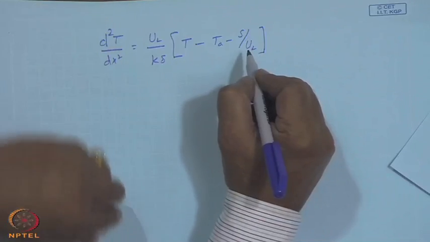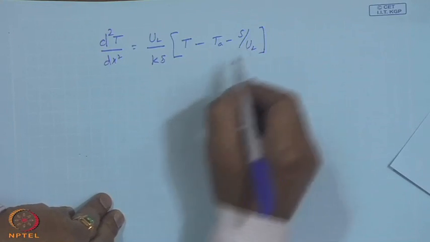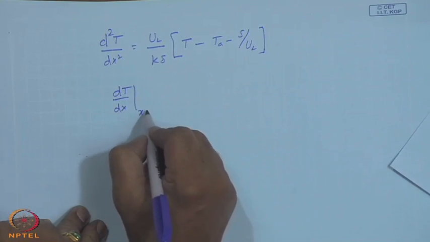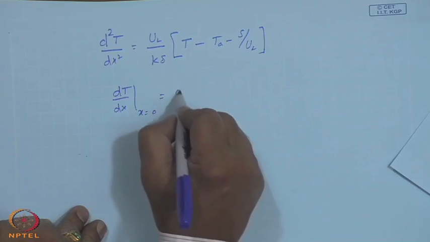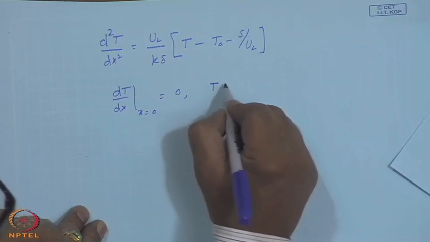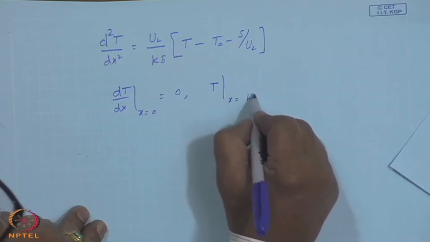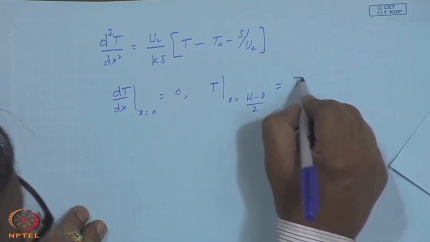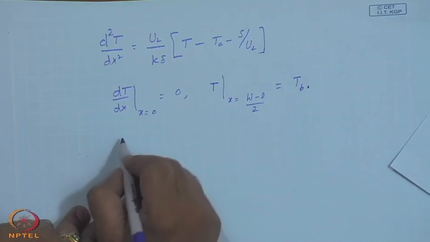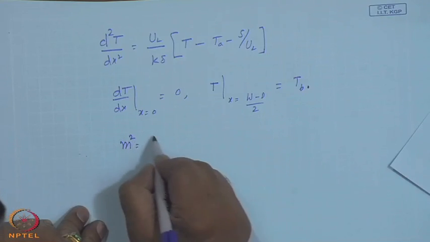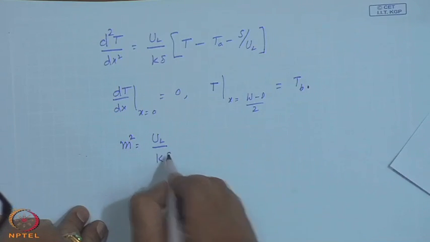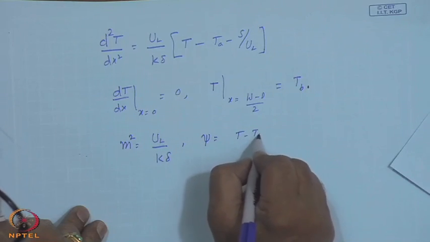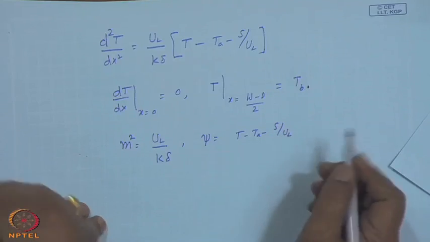You can check, all of them have the same dimensions of temperature, and the two boundary conditions would be dT/dx at x equal to 0, and T at x equal to W minus d by 2, that is at the base of the tube, will be equal to T b. And of course, we define the parameter U L upon k delta as m squared and psi as T minus T a minus S by U L.